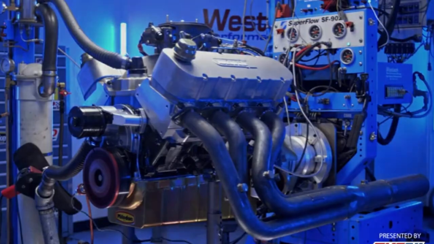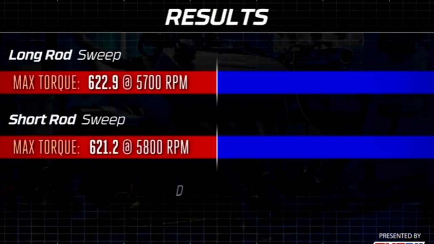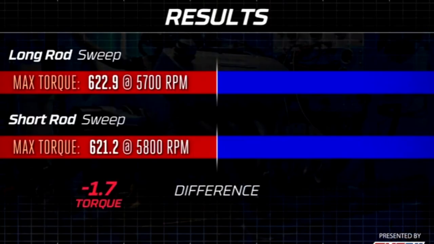Pretty good. It was pretty good. So the first thing I'm gonna do is tell you what our peak numbers are before we look at a graph overlaying the two. So peak, basically the same torque. We saw 621.2 at 5,800, 100 RPM higher than we saw with the long rod. It's 622.9 with the long rod versus 621.2 with the short rod.